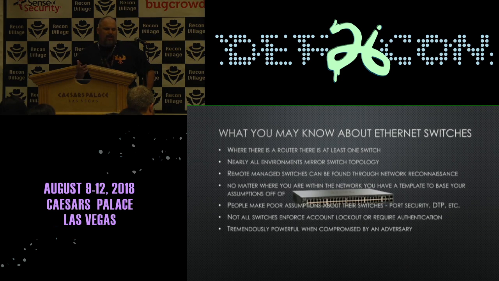There's a lot of things that I'm sure a lot of people here know about Ethernet switches, right? There's switches in just about every environment. Typically, they're mirrored in topology. But the fact is, people make a lot of poor assumptions about their switches. They're actually quite insecure by default. They buy all these security features, but they're just not running. And they're tremendously powerful if they're compromised by an adversary.